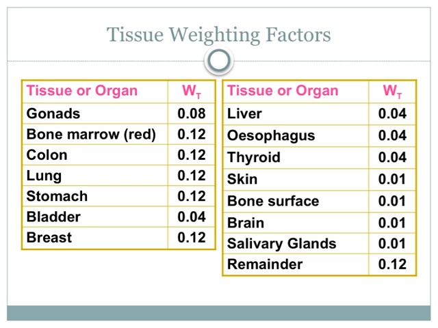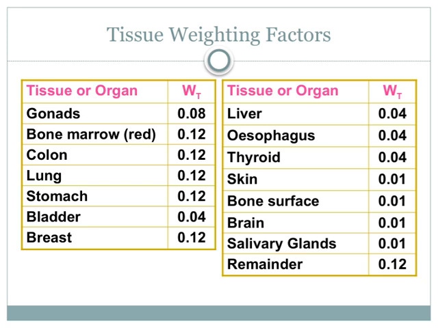The remainder category, with a value of 0.12, covers tissues not specifically listed here, emphasizing that many tissues contribute to the overall risk profile. Understanding these factors helps us estimate the potential biological effects of radiation exposure across different tissues, which is essential for developing safety standards and treatment plans. Overall, these weighting factors are a key part of how we assess and compare risks in radiation protection and medical applications.